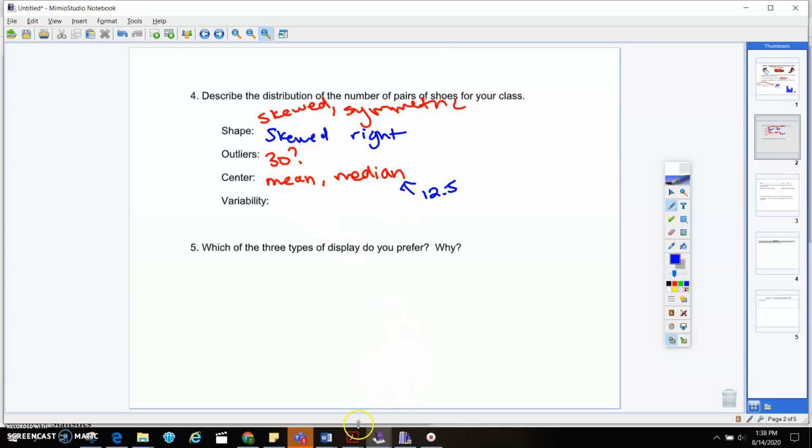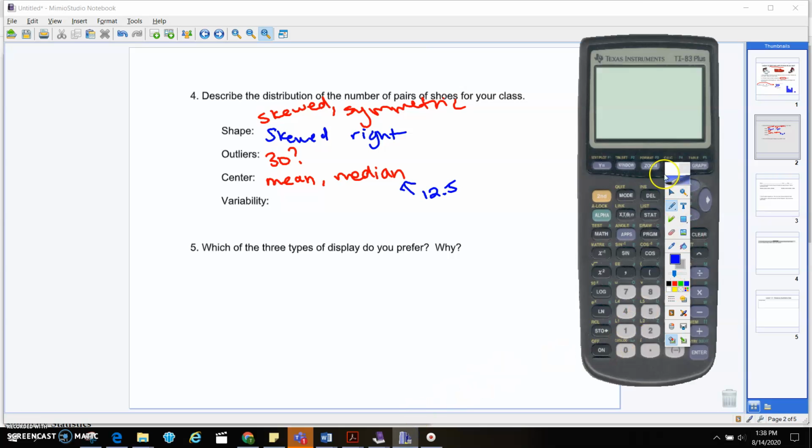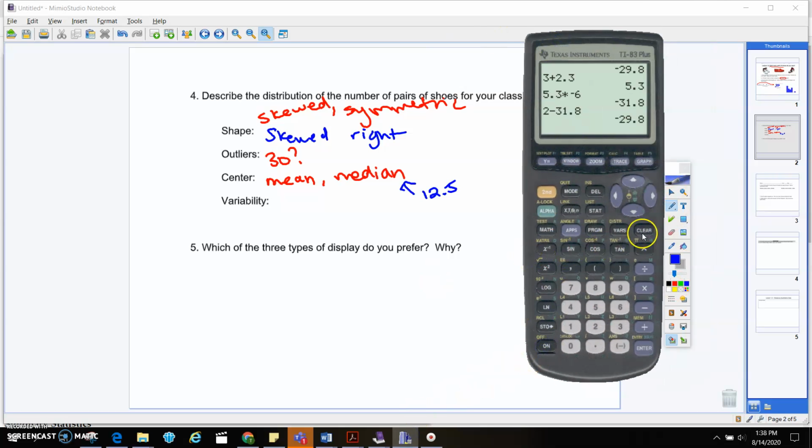And then for my mean, I'm going to add them all up and then divide by how many numbers there are. So I'm going to go into my calculator and say 5 plus 5 plus 6 plus 7 plus 8 plus 8 plus 9 plus 10 plus 10 plus 12 plus 13 plus 15 plus 15 plus 15 plus 20, 20, 20, 20, 23 plus 30. And then we're going to divide by how many there are: 1, 2, 3, 4, 5, 6, 7, 8, 9, 10, 20. There are 20 numbers. So that's going to be 13.55.